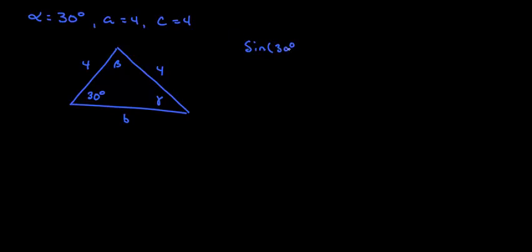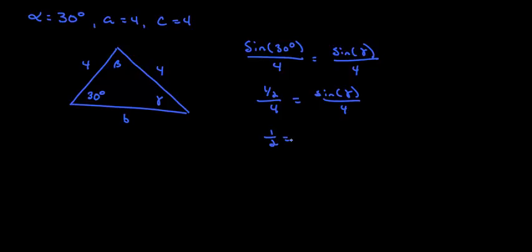and so we say, okay, the sine of 30 degrees over 4 has got to be equal to the sine of gamma over 4 as well. So this over here gives me 1/2 divided by 4 is equal to the sine of gamma over 4. So 1/2 is equal to the sine of gamma. So what that says is that gamma is equal to the arc sine of 1/2.